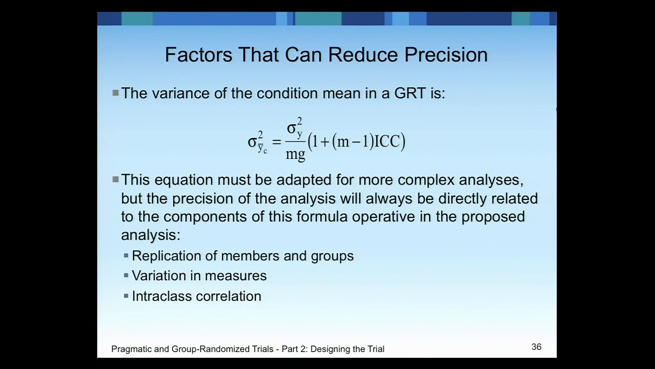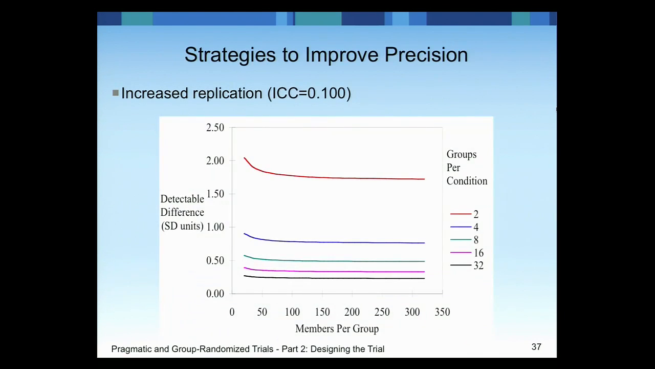So we get a certain amount out of adding groups up to a point. We get a lot out of adding members up to a point. We get a lot out of adding groups. Sigma squared y is in the numerator, so if we make that smaller, that will help us. The interclass correlation is also in the numerator. If we make that smaller, that will help us.